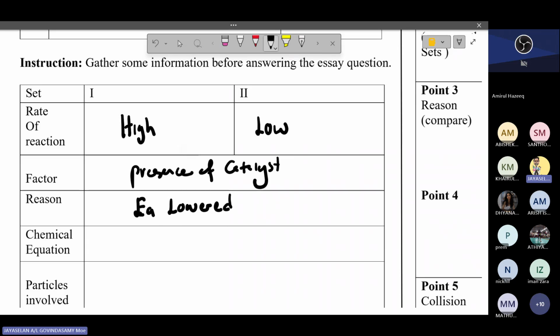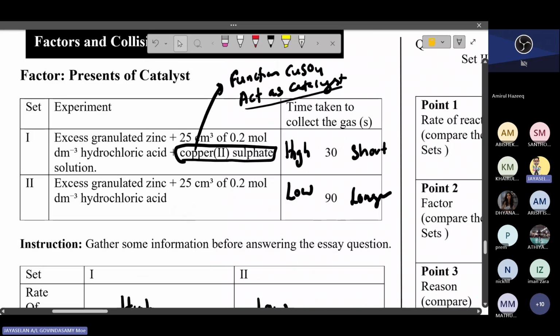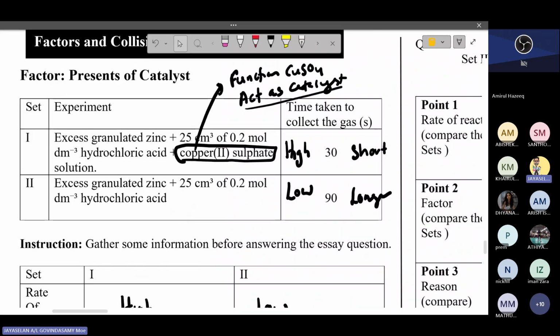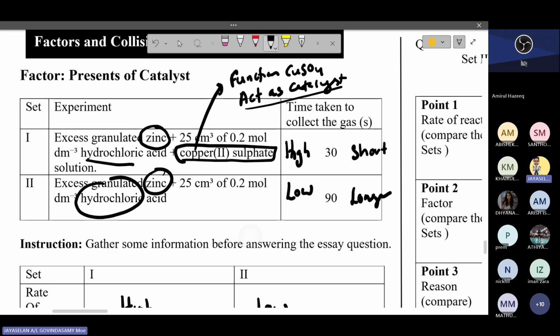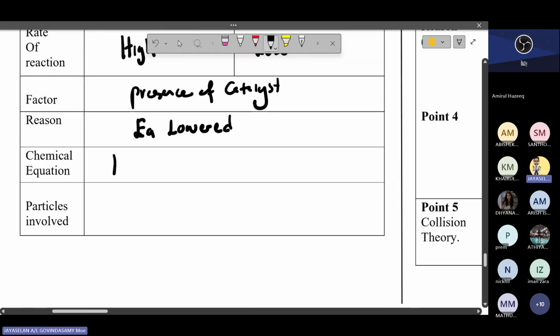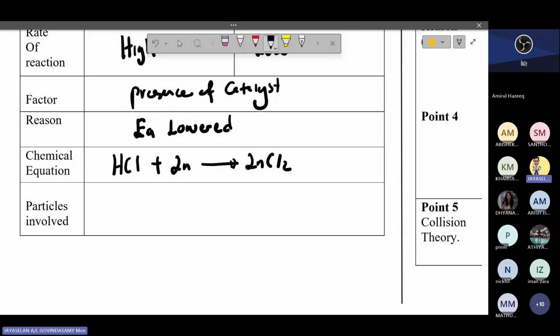Okay, chemical equation. Bila chemical equation, jangan masukkan catalyst. Catalyst tak terlibat dalam tindak balas. Dia mempercepatkan atau memperlahankan tindak balas. So, zinc react with hydrochloric acid. So, we do the chemical equation. Hydrochloric acid react with zinc, you will get ZnCl2 plus H2 gas. Balance 2, 2. Okay, already balanced.